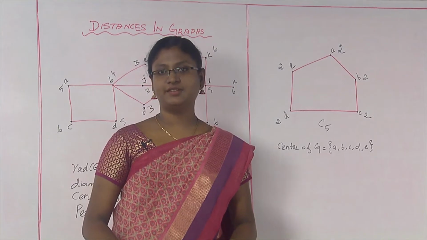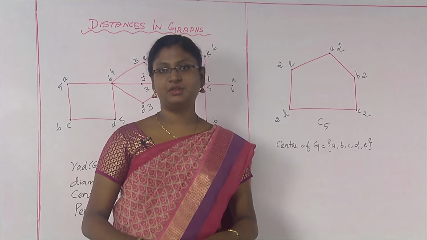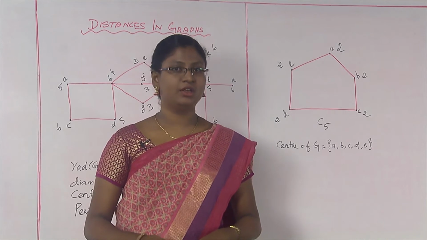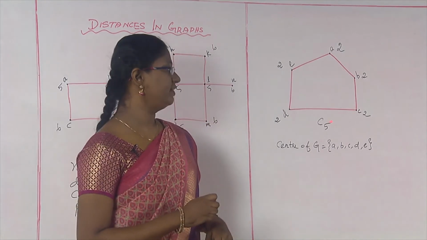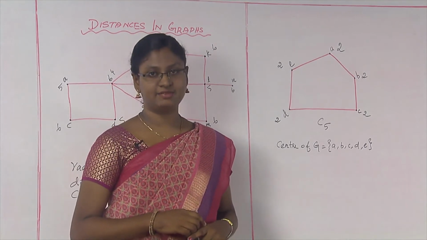We have seen the definition of a self-centered graph. A self-centered graph is a graph in which the center of G coincides with the vertices of G. Consider this cycle C5, and this is a self-centered graph. Perhaps every cycle is a self-centered graph.